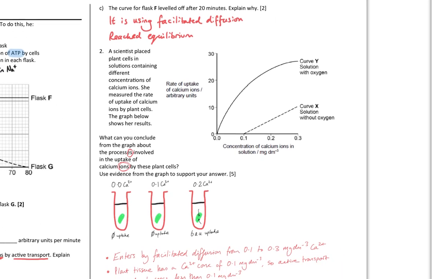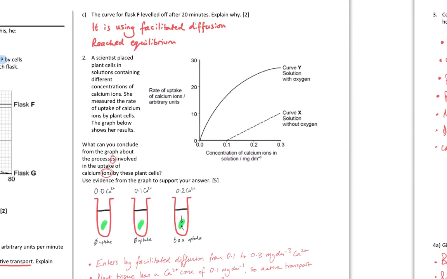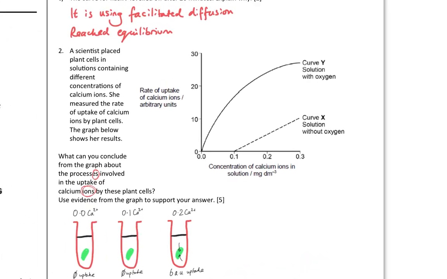And then number 2 is very similar. They love asking this with oxygen, without oxygen scenario. So now it's plant cells in a solution, different concentrations of calcium ions, right? So it's active transport or facilitated diffusion again. She measured the rate, right? I'm going to highlight rate because I'm a nightmare for getting this wrong. I know it. She measured the rate.